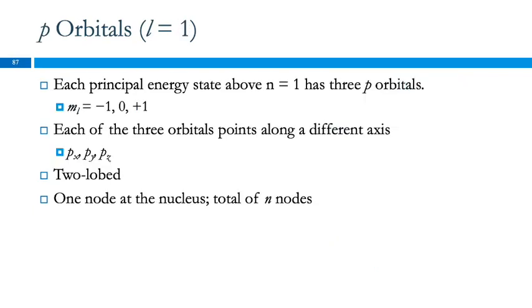The p orbitals are present on the 2nd floor, 3rd floor, etc. of the hotel, principal energy levels above n equals 1. And here we're going to have 3 p orbitals, and they're going to be oriented differently in space so that they're not on top of each other.